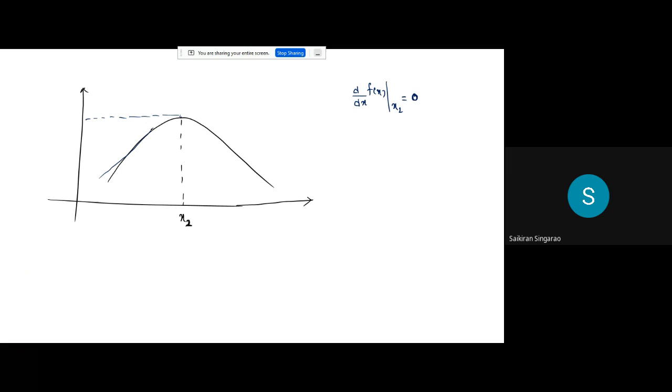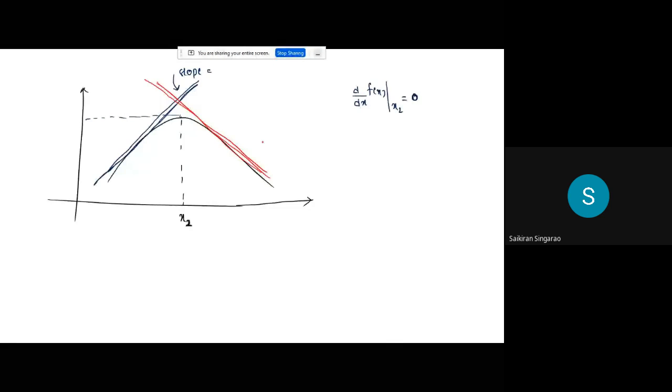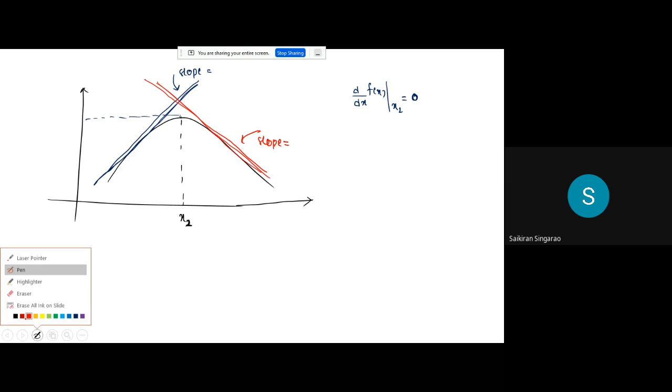What will be the slope here? Can anyone tell me what will be the slope here, and here? In this particular part, the slope will be positive. Here the slope will be negative. Very good. So here slope is positive, here slope is negative. Slope is nothing but what? The d by dx value, right? The df of x by dx value. Slope is nothing but that only, sir.